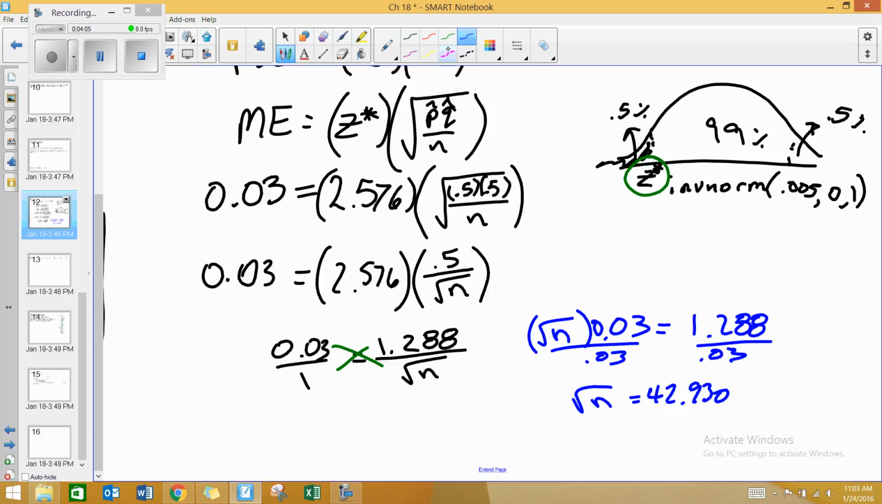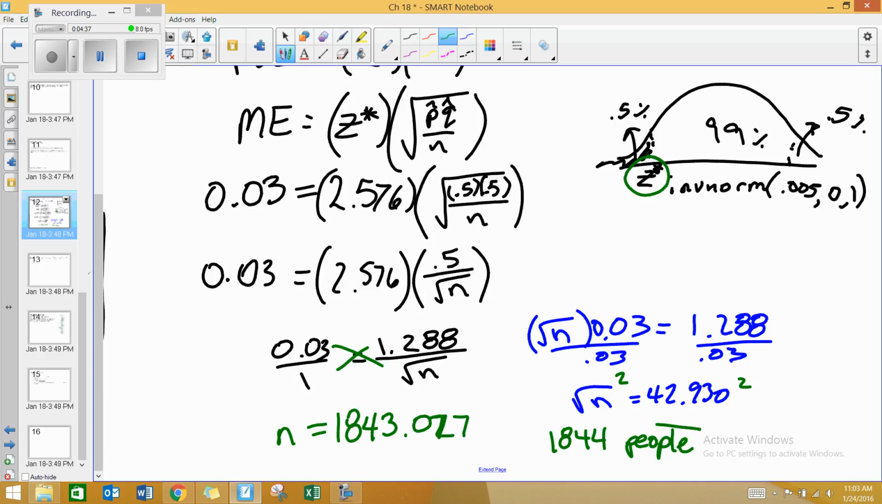We're almost done. Our last step is going to be to square both sides. So n equals 1,843.027. But again, we're talking about people, so if I need 0.027 of a person, I have to take that whole person, so we always round up for these types of problems, these contexts. So I'm going to say I need 1,844 people.